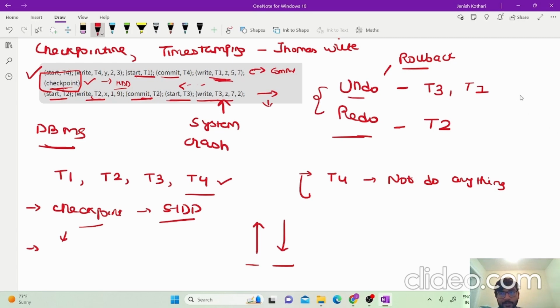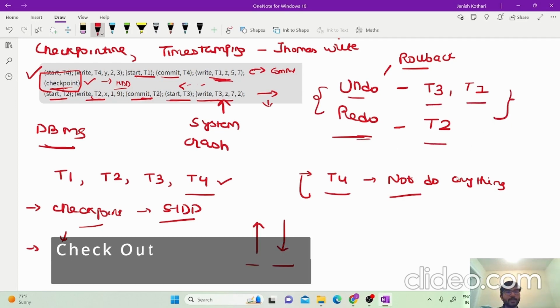So the final result is: we do not need to do anything with T4 because it had already committed and is saved on my hard disk. We need to redo T2. We need to undo T3 and T1. This is what we have learned from this problem.